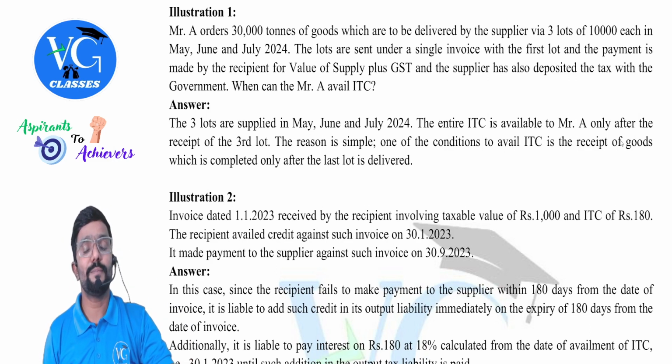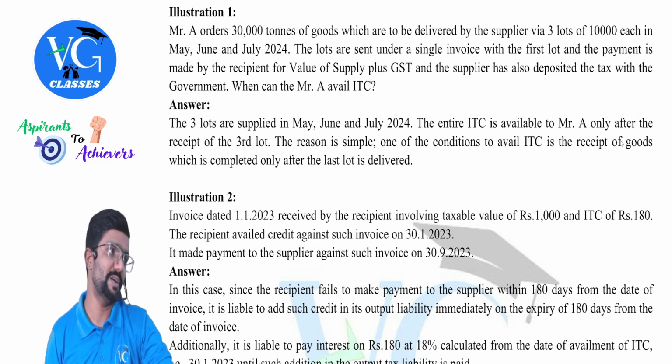The 3 lots are supplied in May, June and July 2024. The entire ITC is available to Mr. A only after the receipt of the third lot. The reason is simple. One of the conditions to avail ITC is the receipt of goods, which is completed only after the last lot is received, or the last lot is delivered.